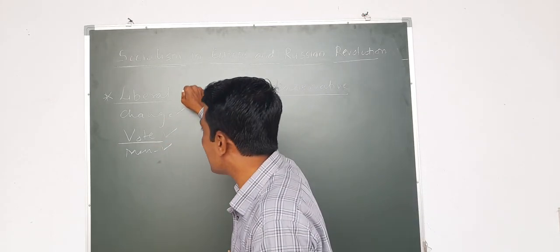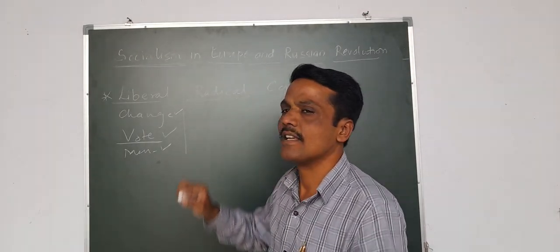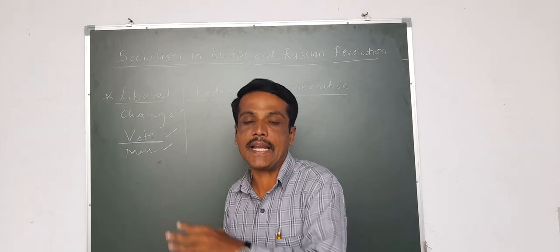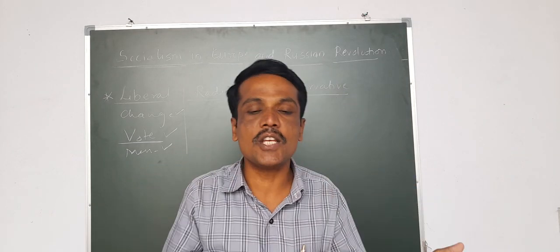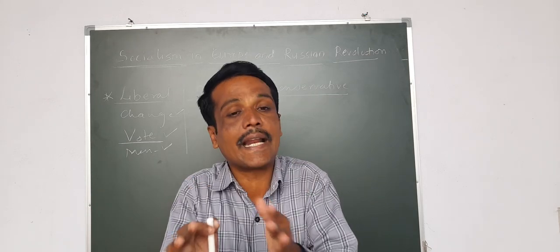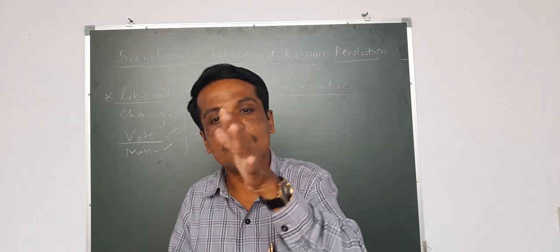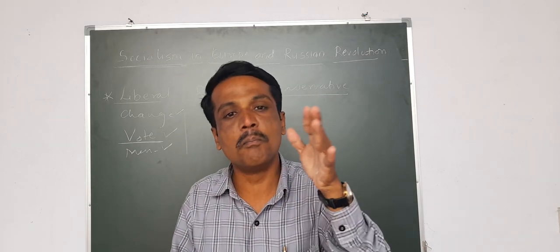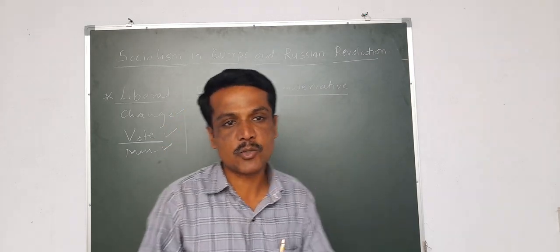Next, who were the radicals? Radicals also wanted things in a similar way to liberals. They also wanted change in society. They also wanted the right to property. They also wanted equality, freedom, and brotherhood. All these changes they were also expecting.